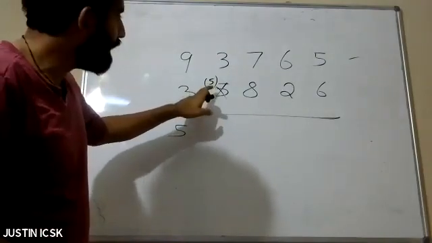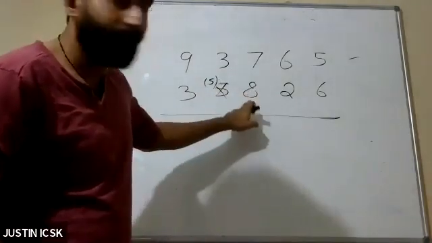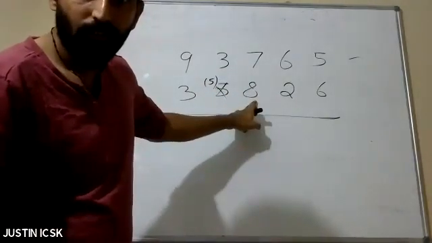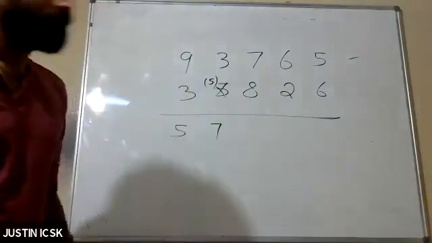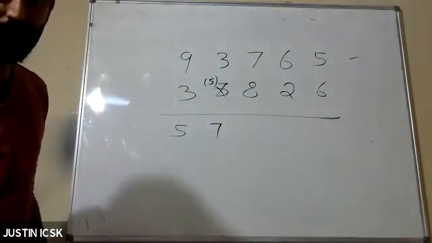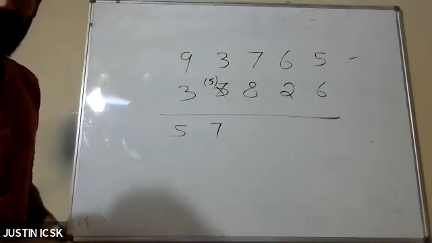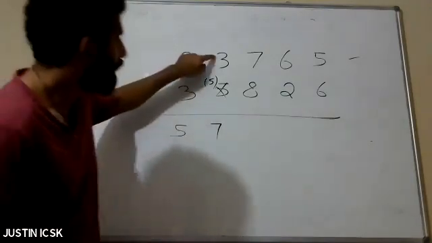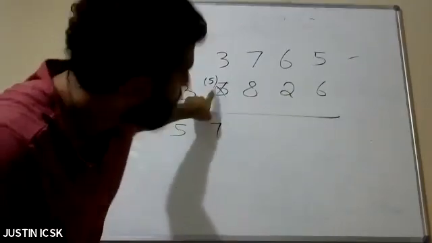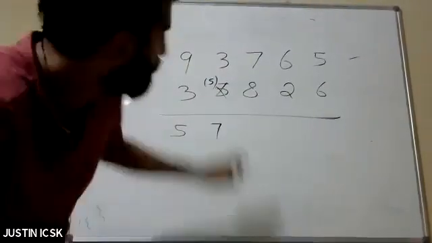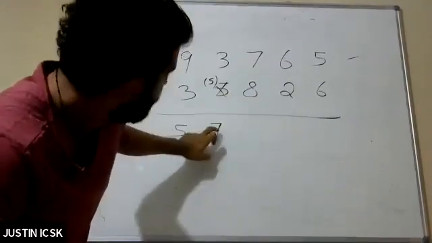Right? But with 8, you have to look at the next step. This is also indirect, so which number will we write? We'll write 7 only. What's the reason? Remember, 3 plus 5 is 8. Whenever a complement is there, we add only. 3 plus 5 is 8, but this is indirect, so 7.